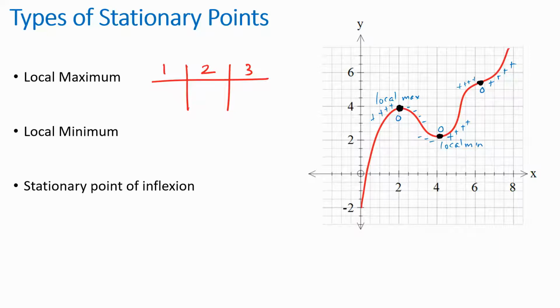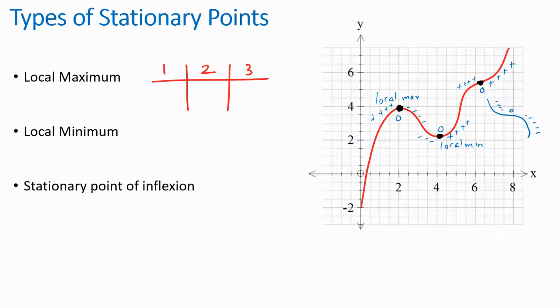Local max: positive, positive, positive, 0, negative, negative. Local minimum: negative, negative, 0, positive, positive. Inflection point: positive, positive, positive, 0, positive, positive, positive, positive. Or you could have negative, negative, negative, negative, 0, and then negative, negative, negative. Okay, so that's why when you say the gradient's equal to 0, there's 3 different types.